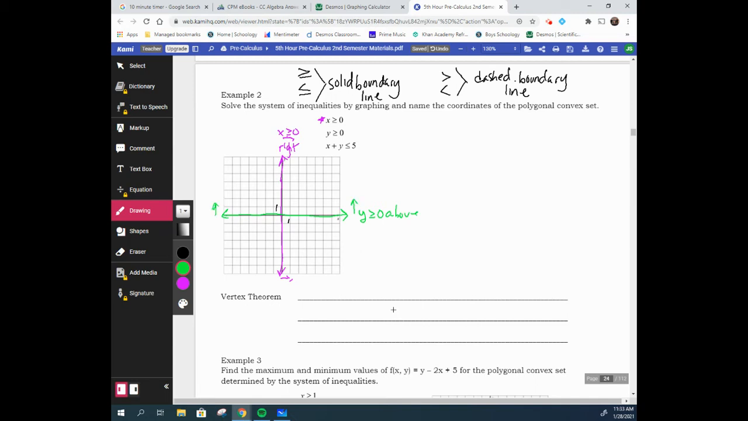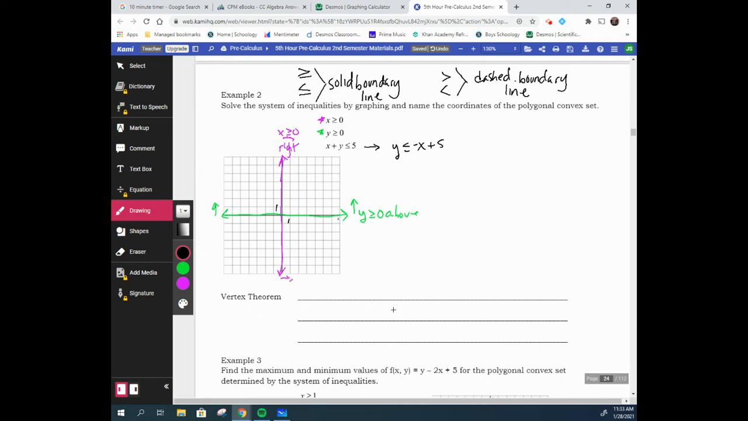So right now, if I just wanted the solution of when x and y are bigger than or equal to 0, it would just be this first quadrant. But then we also want to graph x plus y is less than or equal to 5. There are two different ways we could do this. One way would be to put this into slope-intercept form by subtracting the x.